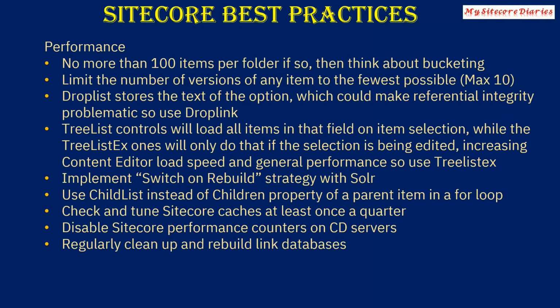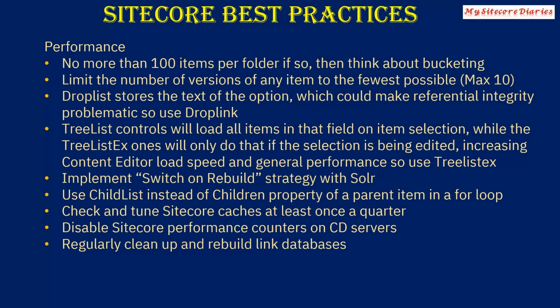The next best practices are related to performance. The first thing is no more than 100 items per folder. If you are adding items inside a folder, or adding a child item inside an item, make sure you are not crossing 100 items. If you are crossing that, then think about bucketing, or think about restructuring.